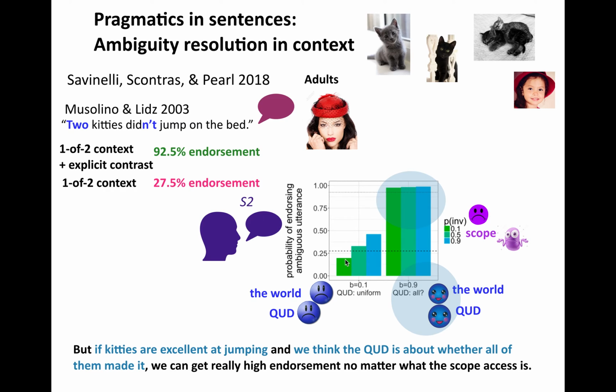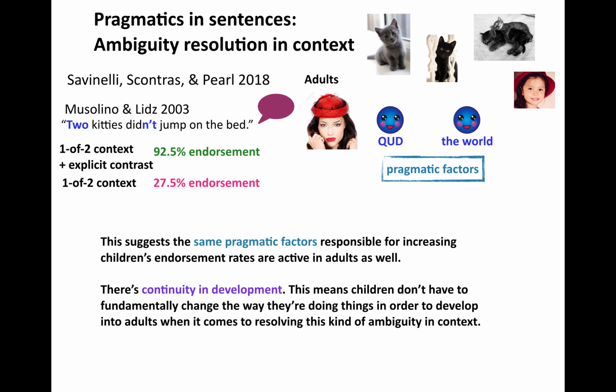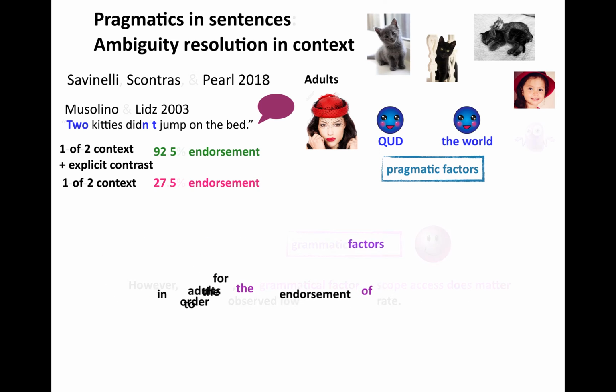So it only really seems to matter for getting down as low as the adults did in that original 1 out of 2 context. So this suggests that the same pragmatic factors really are probably responsible for increasing children's endorsement rates. They really matter. They really can push you up to high endorsement, irrespective of the grammatical factor. And so this suggests that there's continuity in the developmental process. Children don't have to fundamentally change the way they're doing things in order to develop into adults when it comes to resolving this kind of ambiguity in context.